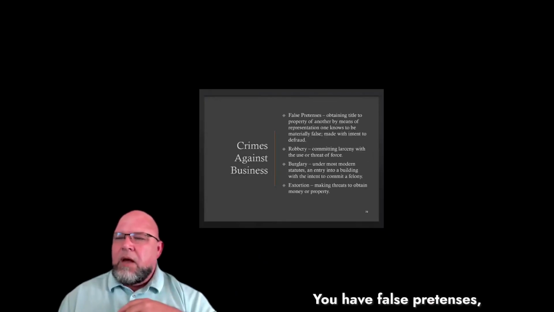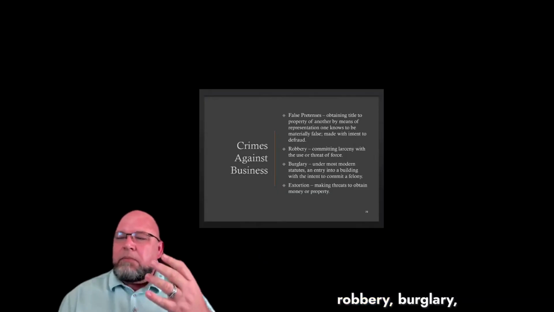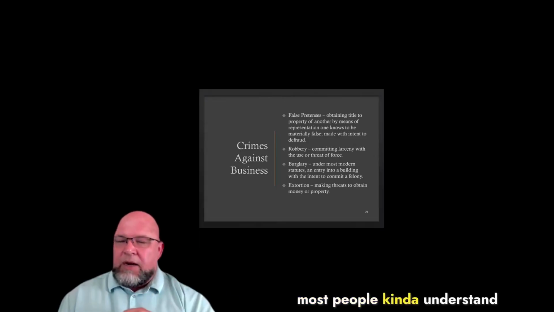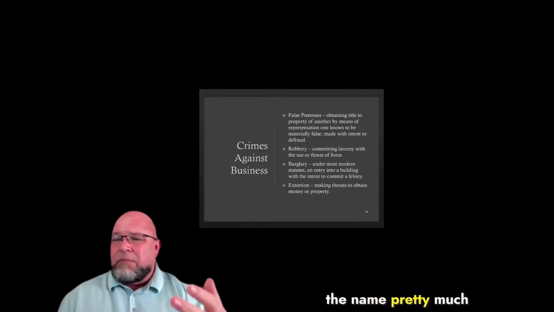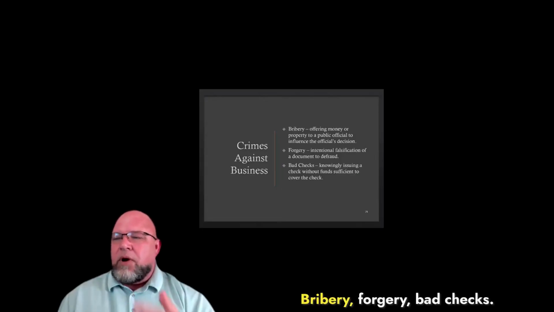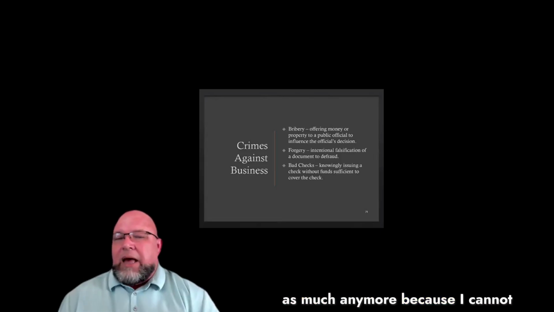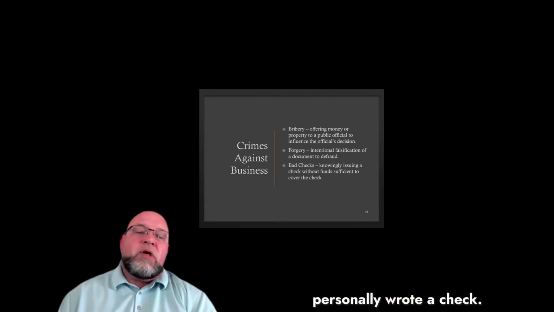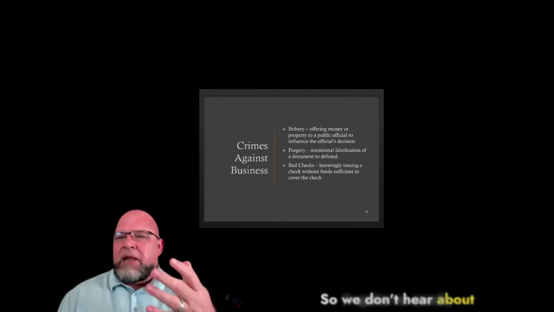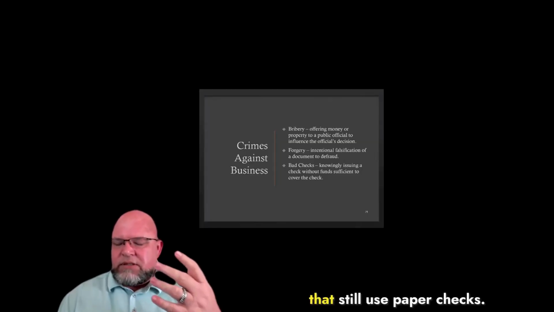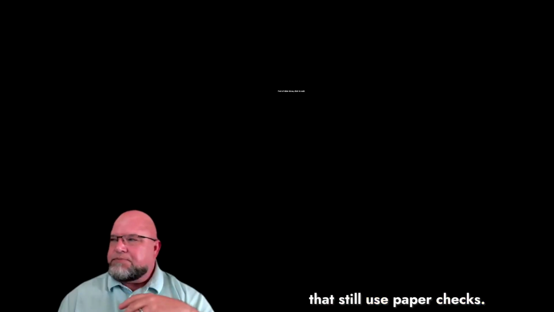You have false pretenses, robbery, burglary, extortion, making threats to obtain money and property. Robbery and burglary, most people kind of understand what they are. False pretenses, the name pretty much says it for itself. Bribery, forgery, bad checks. We don't hear about bad checks as much anymore because I cannot tell you the last time I personally wrote a check. So we don't hear about that quite as much, but it does still happen at times, especially in businesses that still use paper checks.